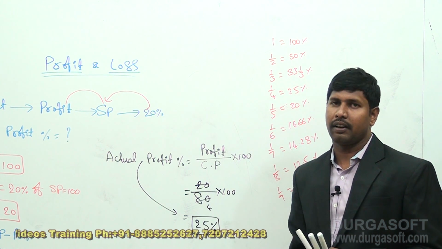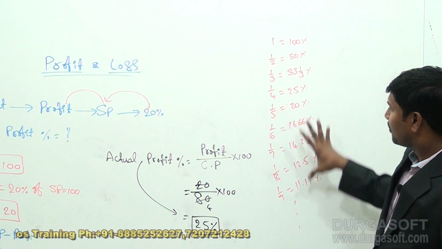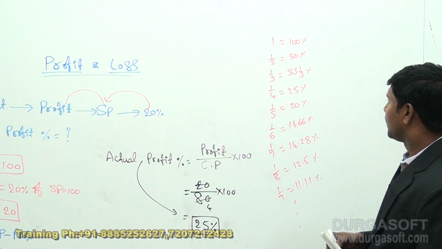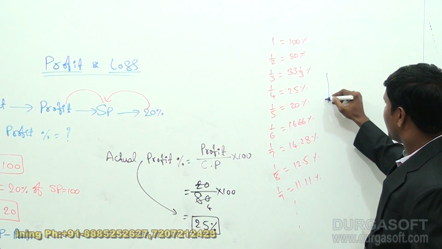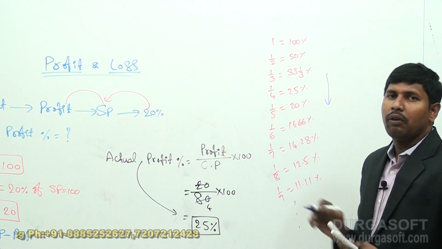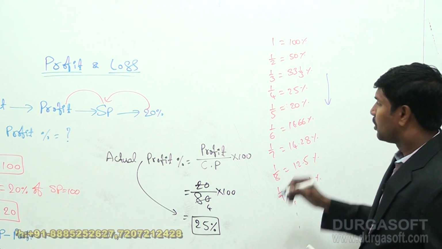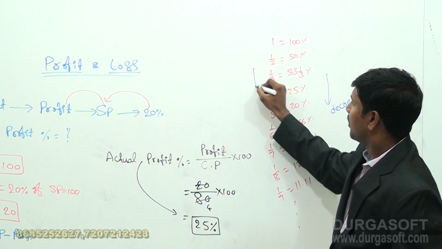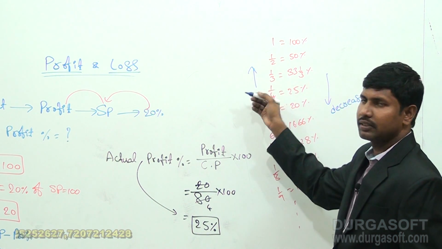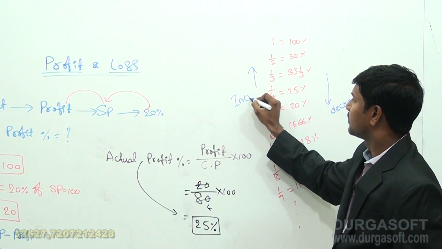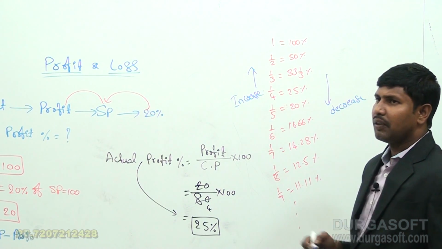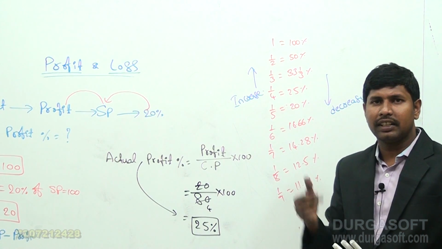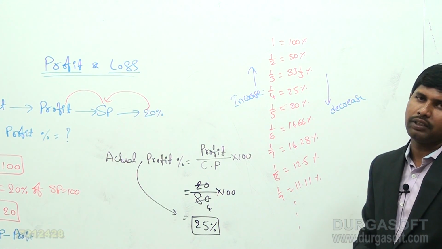Now let me explain how. When you observe these values, you can conclude one thing. When we take values below, or follow downwards, there is a decrease. And when we go upwards, there is an increase. For increased values, we should take the above values. For decreased values, we should take the below values.